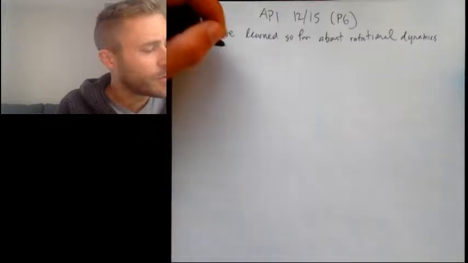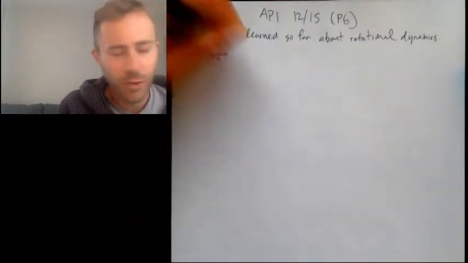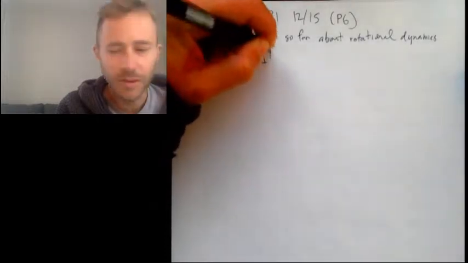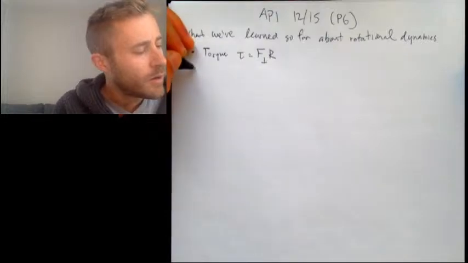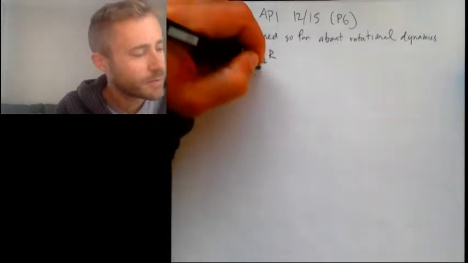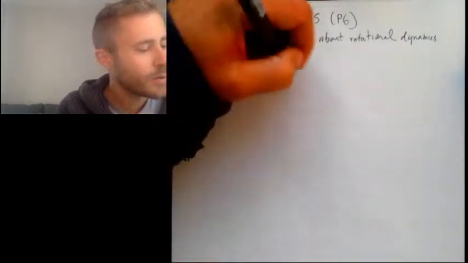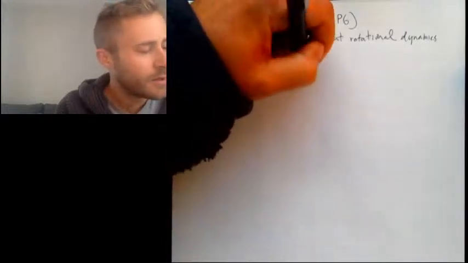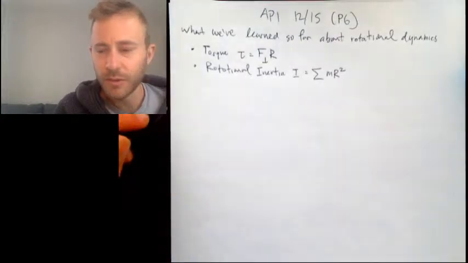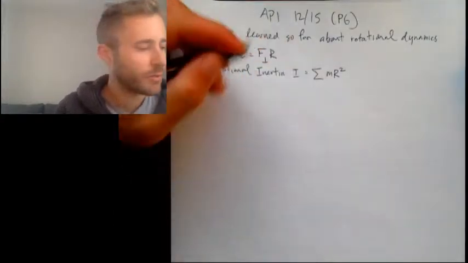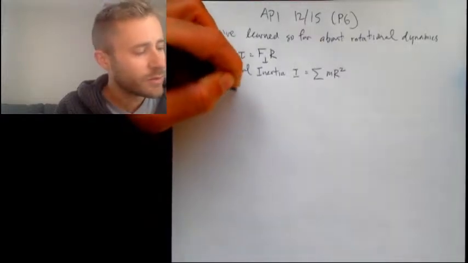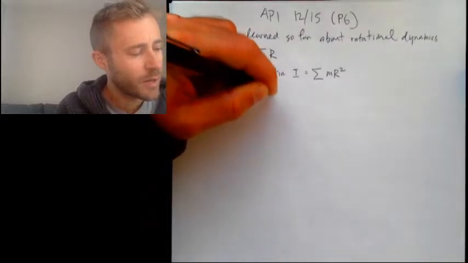Okay, so the first thing we learned about rotational dynamics was the idea of torque, which is a twisting force, and torque is equal to F perp times R. Then we learned about rotational inertia, which is denoted by I, and it is equal to the sum of mr squared. Rotational inertia was how difficult it is to rotate something. Then we had rotational kinematics.